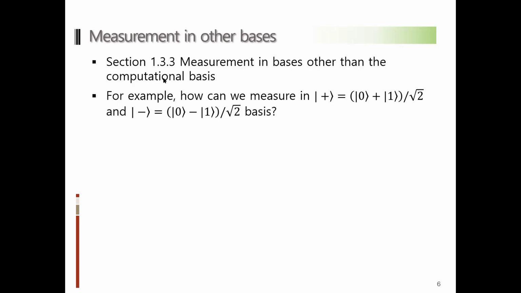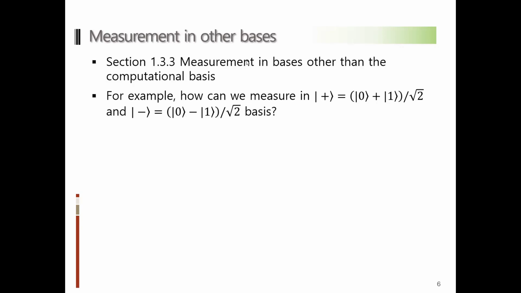For example, if we are given some arbitrary quantum state, how can we measure in different bases, like the 0 plus 1 basis or the 0 minus 1 basis? These are good orthonormal bases because you can check that each basis vector has length 1, so both of them are normalized. And if you calculate the inner product between these two vectors, it vanishes. So they are orthogonal to each other. So these are two orthonormal bases.